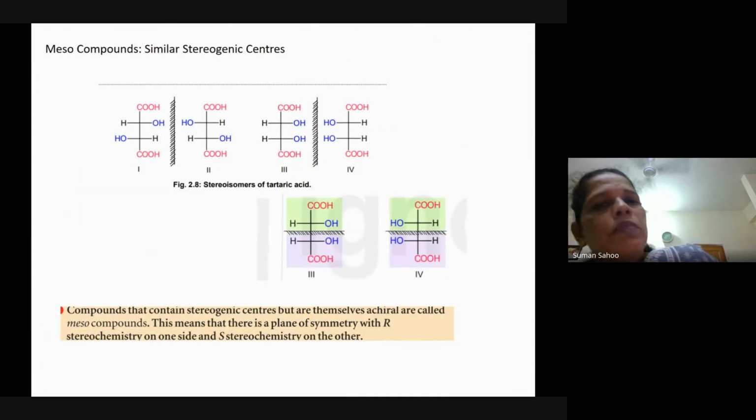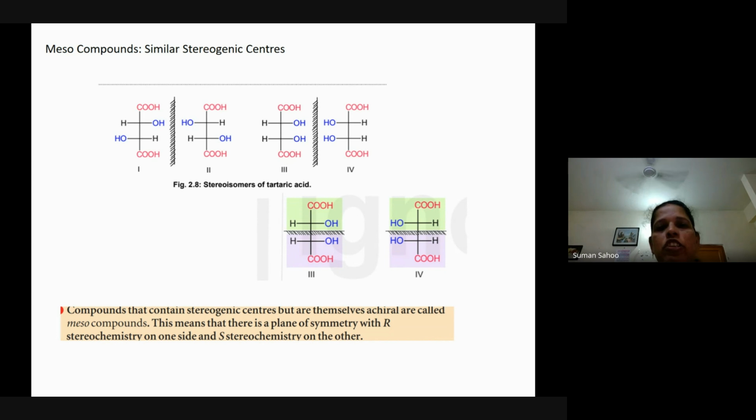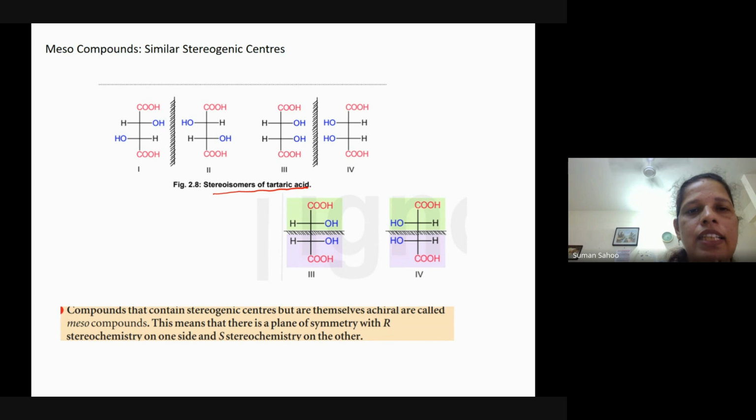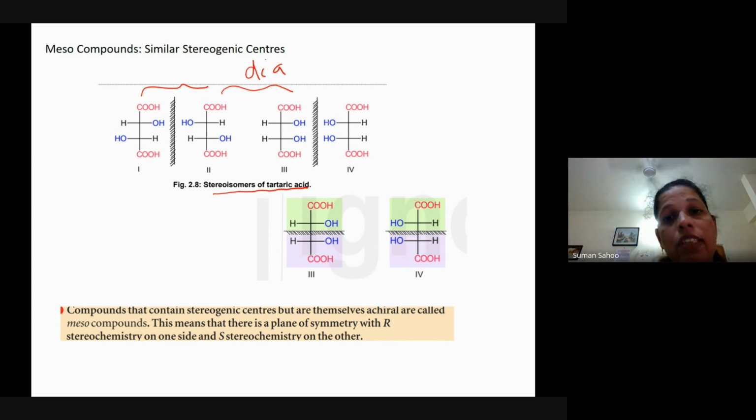So next comes our meso compounds. Some diastereomers are actually not chiral. So we will consider the stereoisomers of tartaric acid. In this case both end groups are the same, COOH, COOH. In tartaric acid, these two forms, 1 and 2, are mirror images of each other. Again, 3 and 4 are mirror images of each other. So these two are enantiomers and these would be diastereomers, because they are not mirror images.